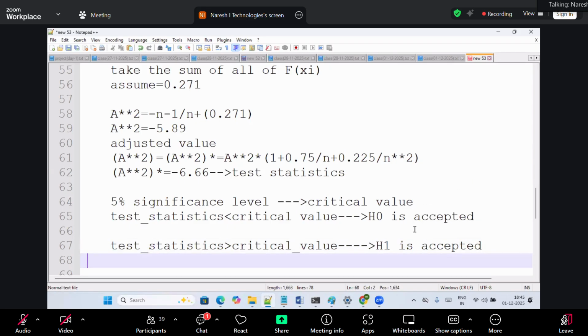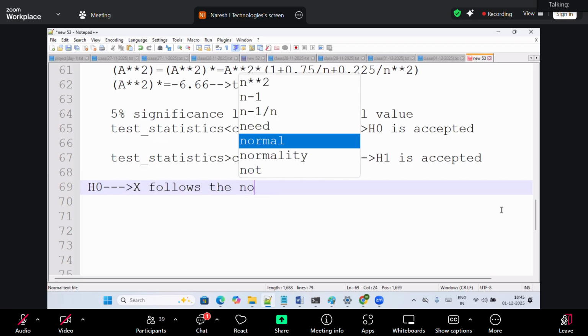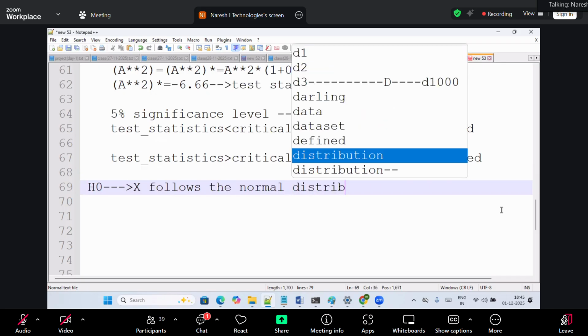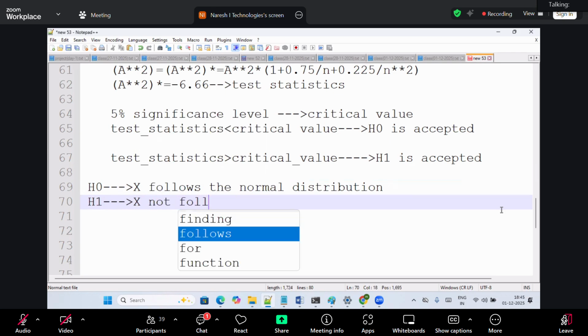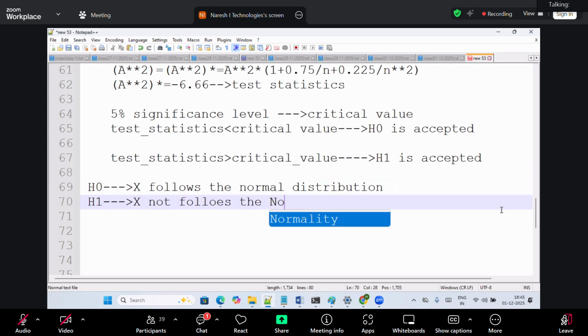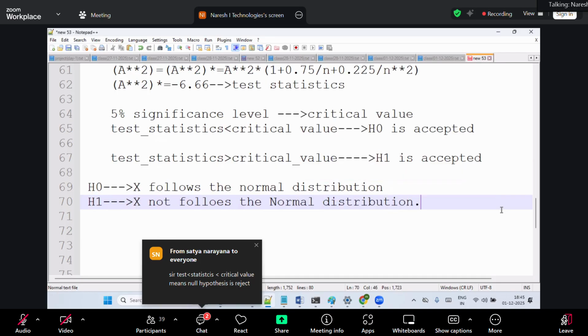Correct? I'm telling that H1 is getting accepted. And what is H naught here? We know, guys, we are checking the normality. I wanted to check that X is normally distributed or not. So I'm making here H naught: X follows the normal distribution. And what is H1? X does not follow the normal distribution. Correct? So you are getting here H naught and H1.